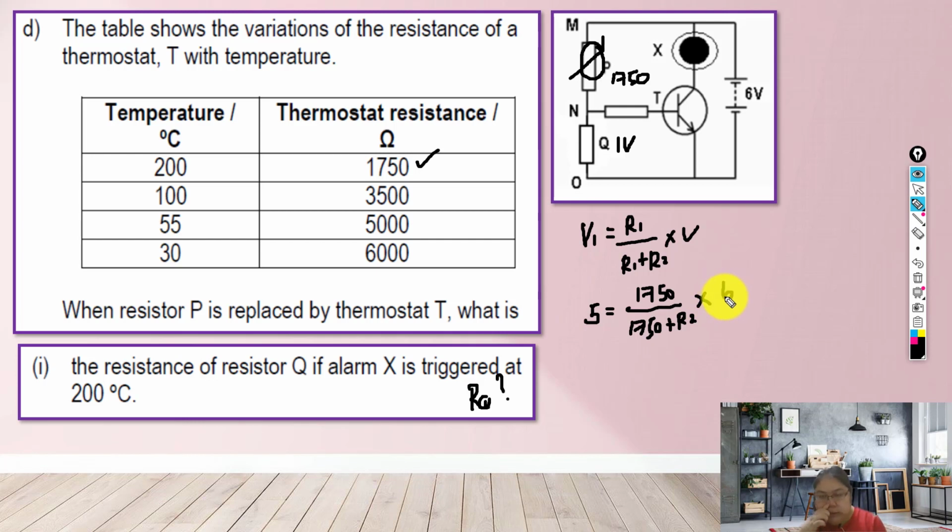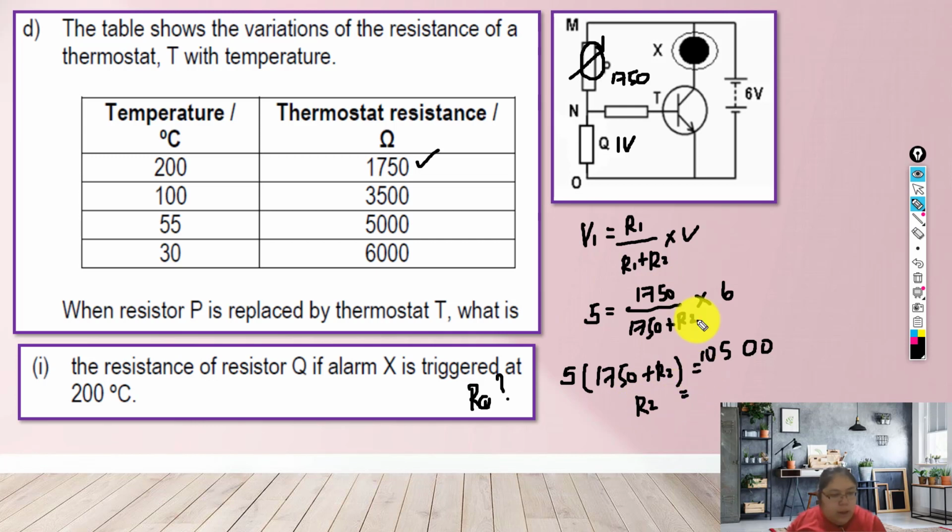So we do the calculation here. This one 5, we move to the other side: 1750 plus R2. Okay, this one is multiplied, becomes the 6 calculation. So I do the calculation first. Okay, so you give me 17 times... so 42, 45, 500, okay, 10,500. So now finally I want to find R2.